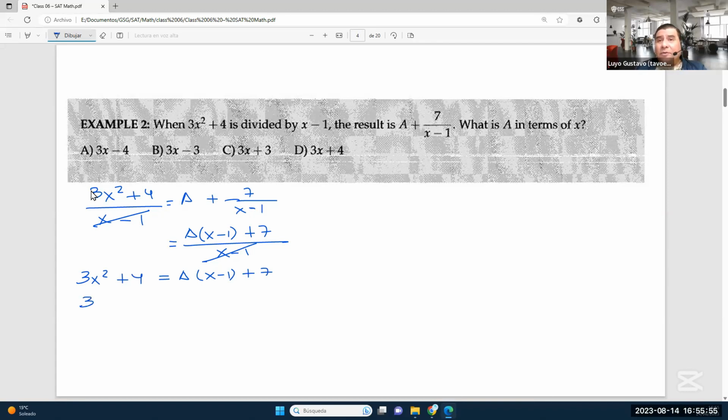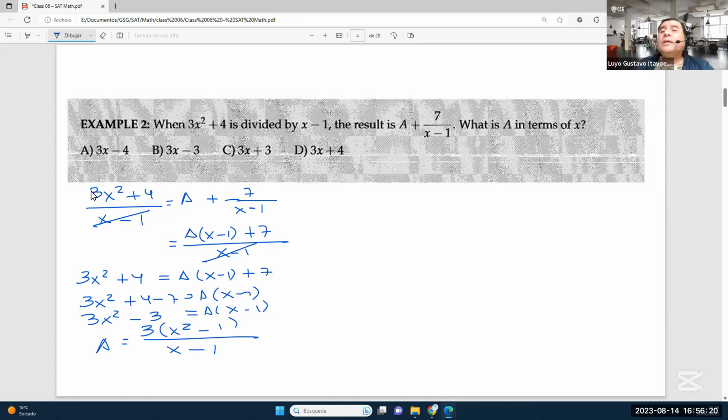You have 3x squared plus 4 take away 7 equals a times x minus 1. This is 3x squared take away 3. And finally, dividing everything by x minus 1, you have this. Factor 3, here x minus 1. And what can you see?